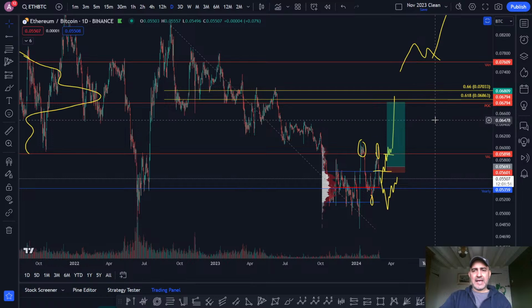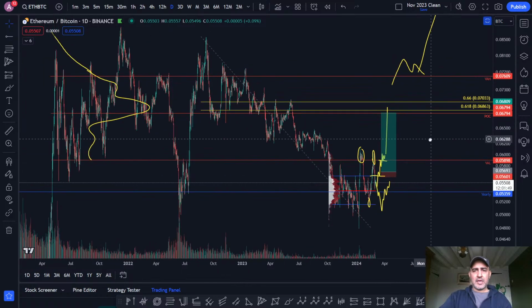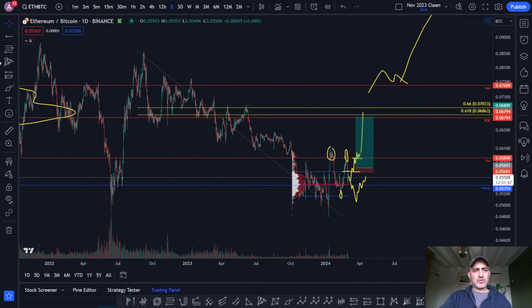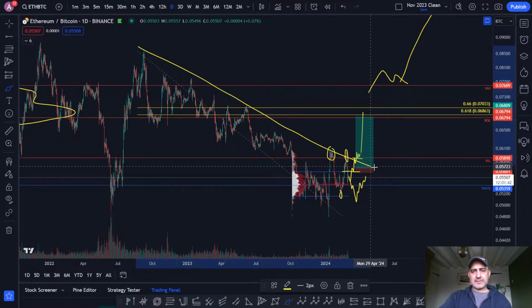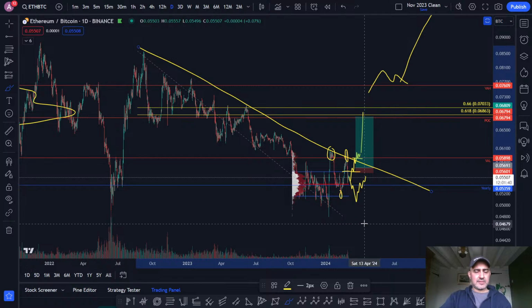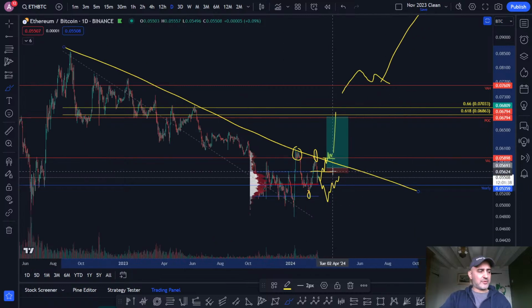And if that was to happen, what you're doing is breaking out of this ugly downtrend effectively. So we're at a really critical point now with ETH BTC, and no one can predict the future. So this would be nice for a long. This would also be nice for a long, and I'm not thinking short.